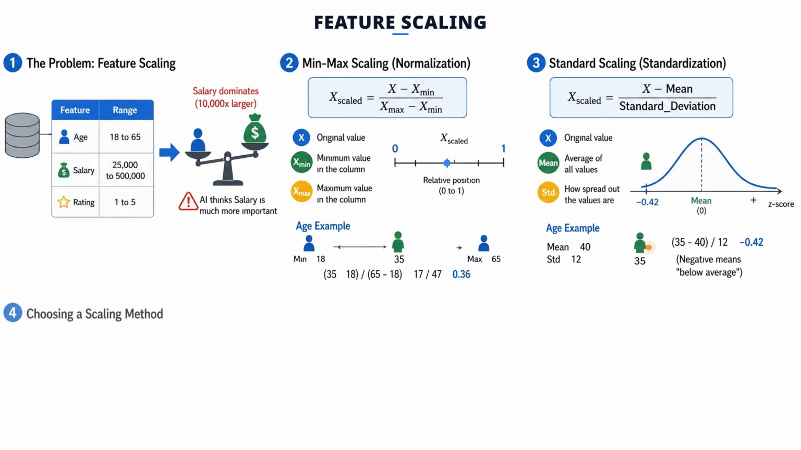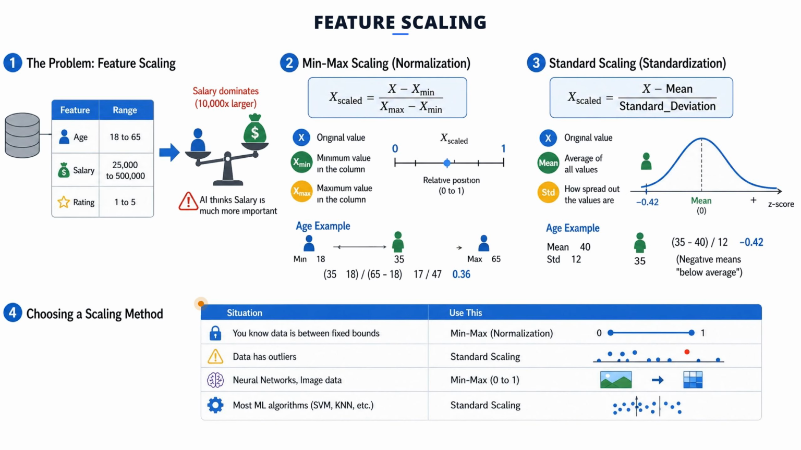Knowing when to use which method is vital for your model success. As a general rule of thumb, you want to use min-max normalization when you know your data is between fixed bounds or when working with neural networks and image data. On the other hand, you should use standard scaling if your data has outliers or if you are using most common machine learning algorithms like SVM or KNN. Now that we have covered how to clean and scale our data properly, we can build a complete, reliable data pipeline. Let's step forward and visualize how raw, messy data travels through all these steps to become completely model-ready.